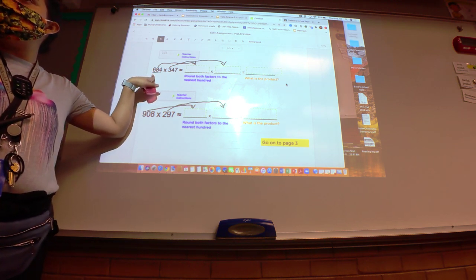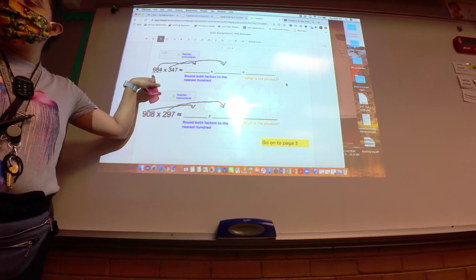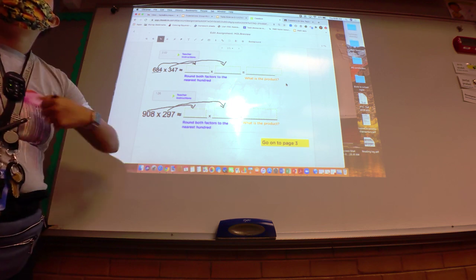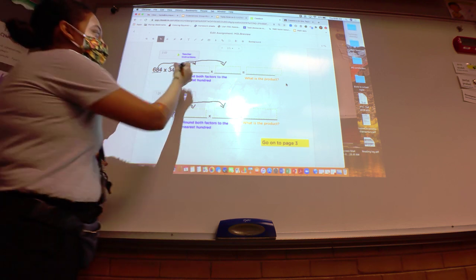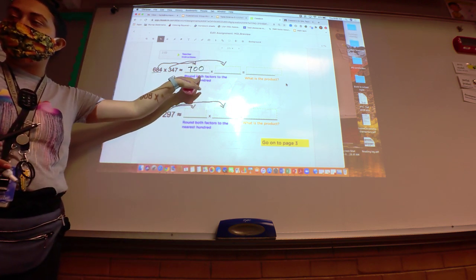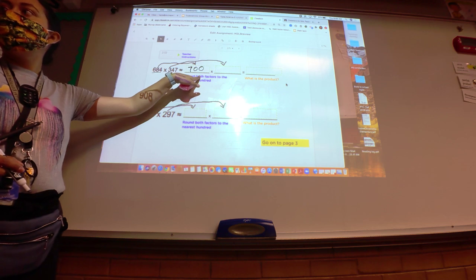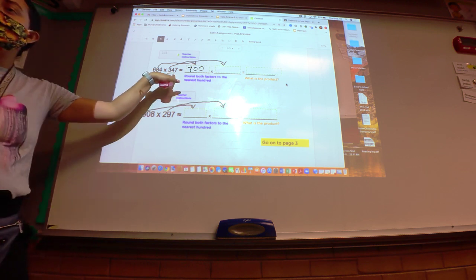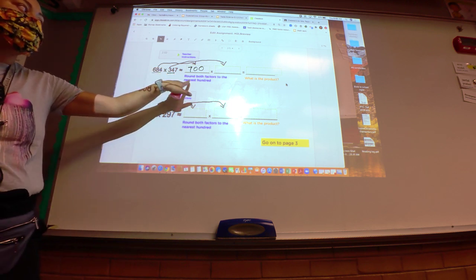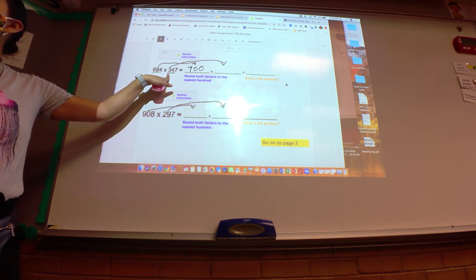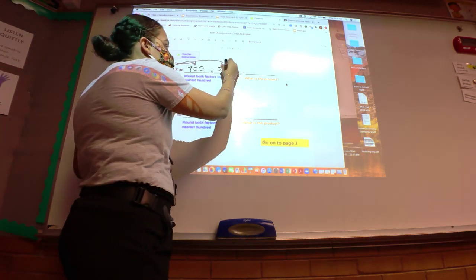So is it closer to round it down to 600 or up to 700? If we have 684. Up, thank you. So we round up to 700, so we're going to plug in that rounded factor right here. So now the second factor, so 347. Since we're rounding to the nearest hundred, should we round down to 300 or up to 400? 300. 300, thank you, Emma.